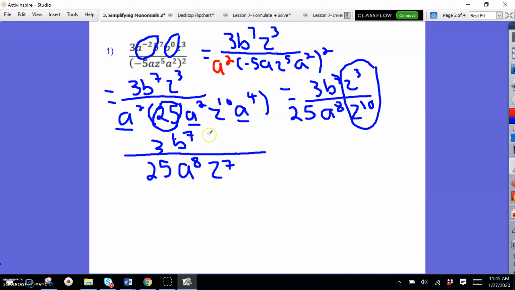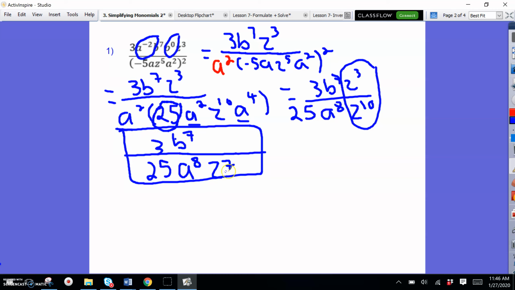You could have put it in the numerator as z to the negative 7th, but that wouldn't have been completely simplified because we don't like to have negative exponents. Going back to the meaning, what does it mean to multiply z by itself negative 7 times? Well, it's the reciprocal of it, so it should go in the denominator.